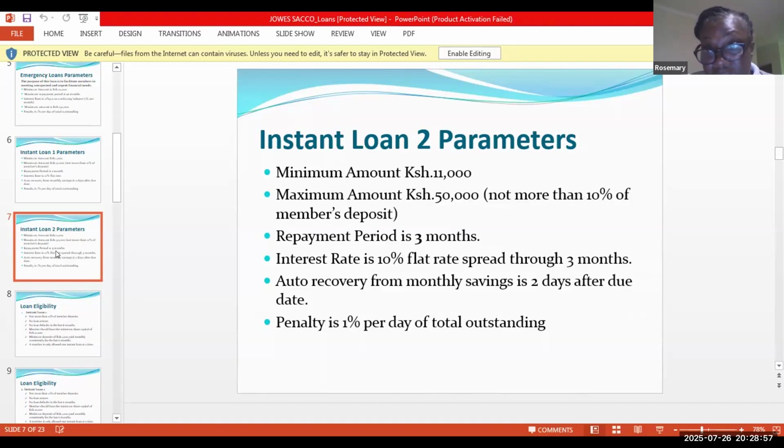And I was asked to emphasize here that when you are paying this one, you still need to remember that you're supposed to pay every month for the 3 months, because if you wait until the end of the 3 months, it becomes very expensive. So each month you're supposed to pay, but you should finish paying it by the end of 3 months. If you are late in paying, there will be auto recovery from monthly savings after 2 days. The penalty for late payment is 1% per day of total outstanding.